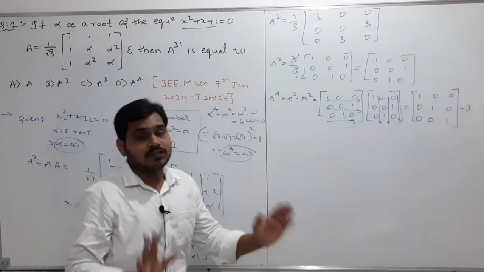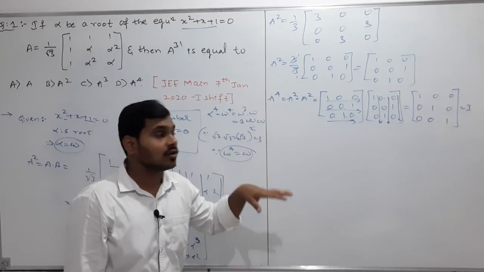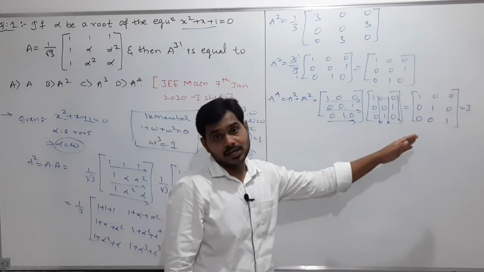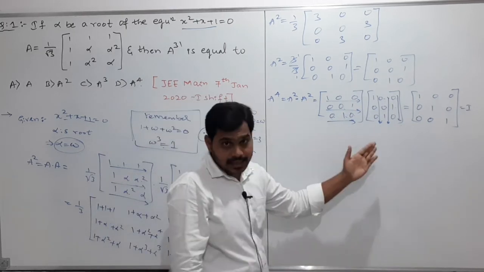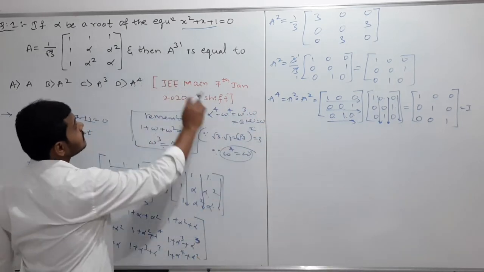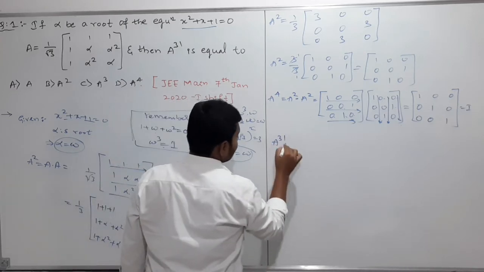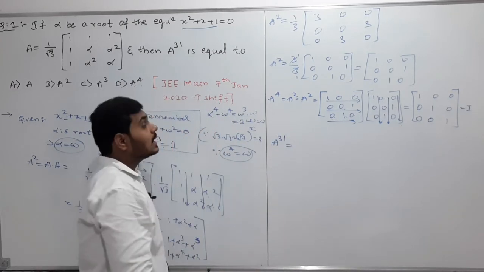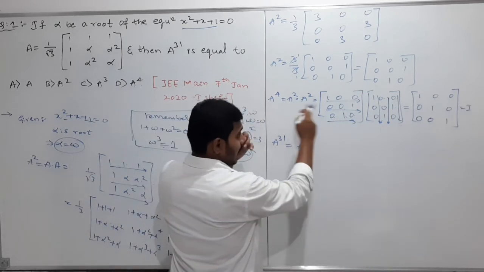So what I told, first we should check whether for A square or A cube or A^4, for these values, I will get identity or not. Once I get the identity, then I can convert this to A^31. What they asked? They asked you to calculate A^31. Now my dear students, how can I write A^31? I can write it as A to the power 4. A to the power 4 is the identity matrix.